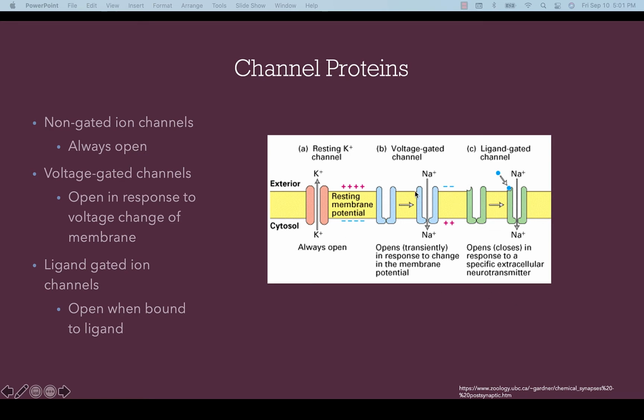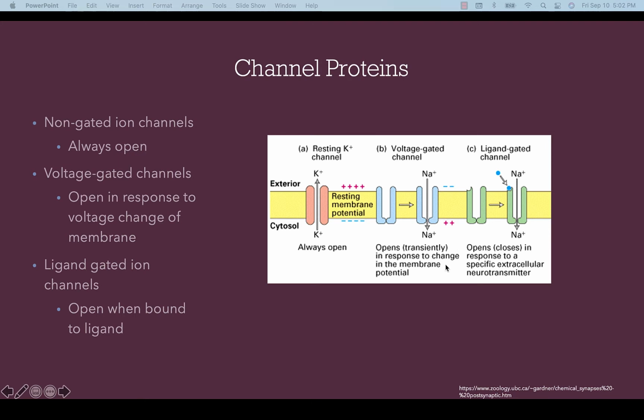A voltage-gated ion channel, on the other hand, is one that opens or closes based on an electrical charge change of the membrane. For instance, if the resting membrane potential changes in this cell membrane, the sodium channel will open and allow sodium to pass through the channel into the cell, changing the charge of the cell, right? Because you're having a positive ion enter the cell, making the inside of the cell more positive.